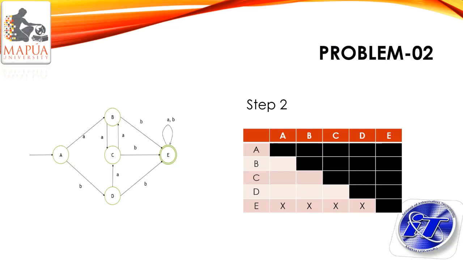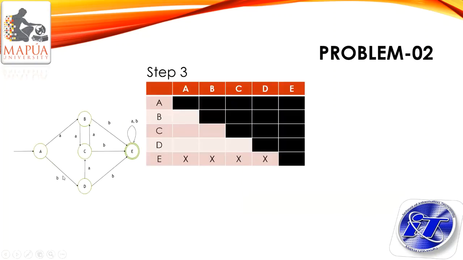Let's start with BA. B at A will go to C, A at A will go to B. BC is not marked, so let's proceed with B at B. B at B will go to E, A at B will go to D. ED is marked on our table, so therefore BA will also be marked.